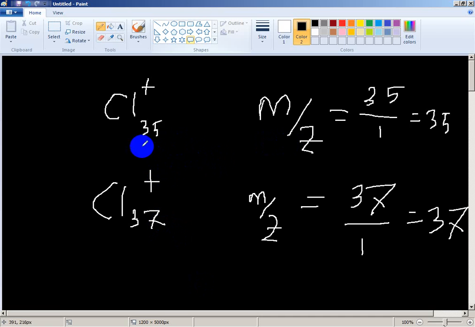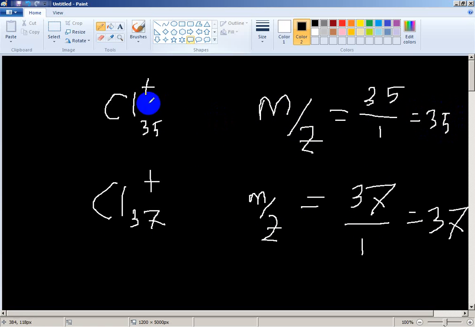What is the mass to charge ratio of these two isotopes, chlorine 35 and chlorine 37? The mass to charge ratio is m divided by z, where m is mass and z is the ion charge. The charge is one, so the mass to charge ratio is 35 for this one and 37 for this one. Have you understood?